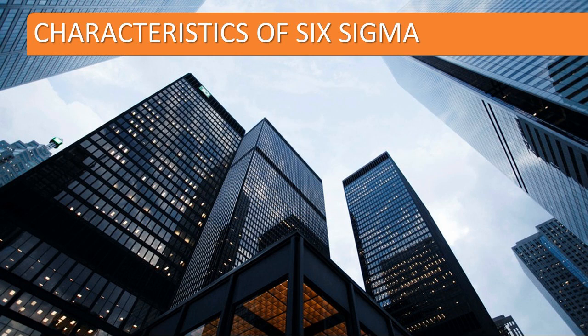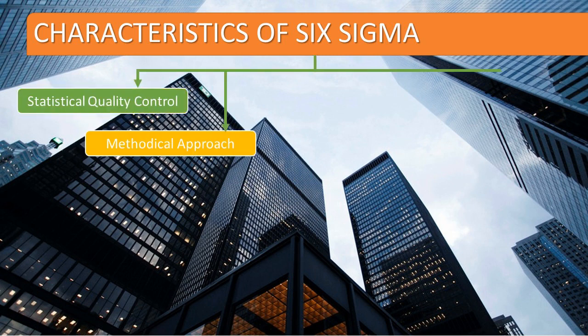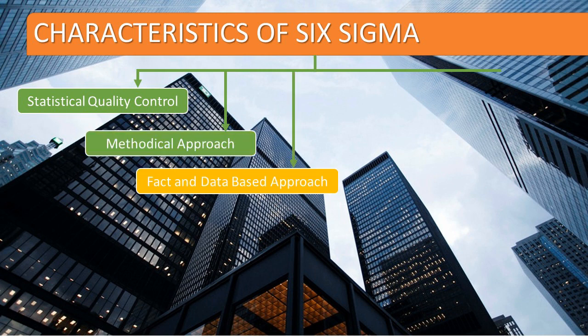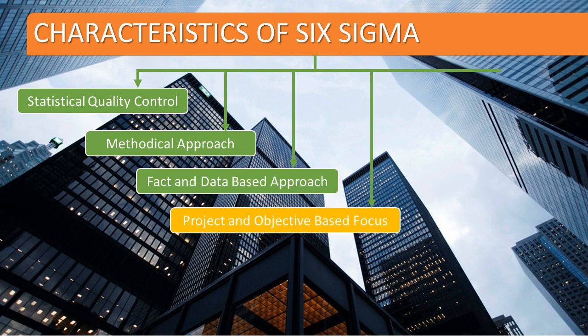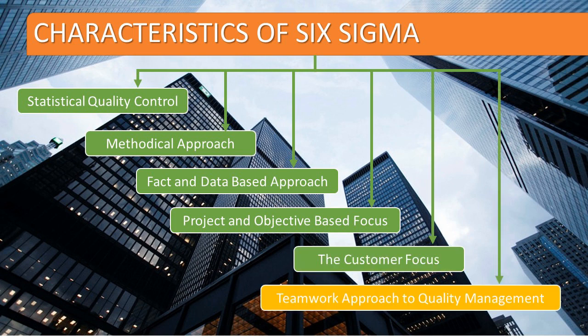Now let's talk about the characteristics of Six Sigma. 1. Statistical quality control. 2. Methodical approach. 3. Fact and data-based approach. 4. Project and objective-based focus. 5. The customer focus. 6. Teamwork approach to quality management.